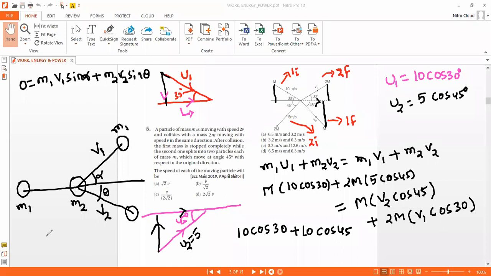Before collision, m1 u1 plus m2 u2 equals m1 v1 cos alpha plus m2 v2 cos theta. But in this case it is not possible, because before collision the particle is having both x component and y component.